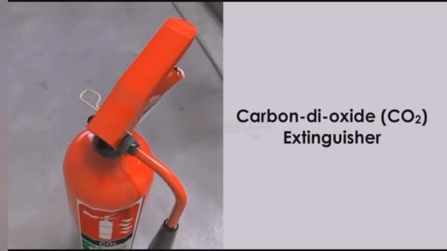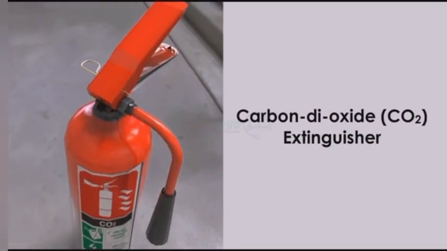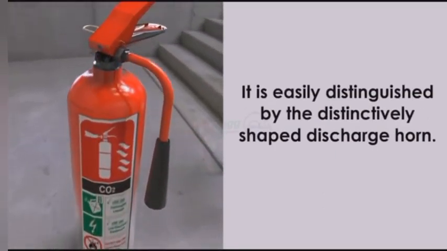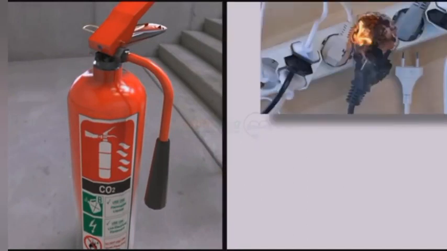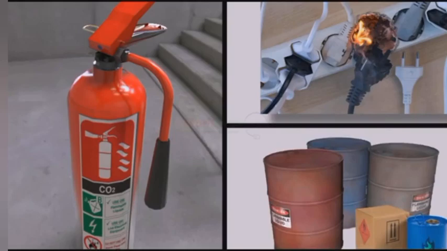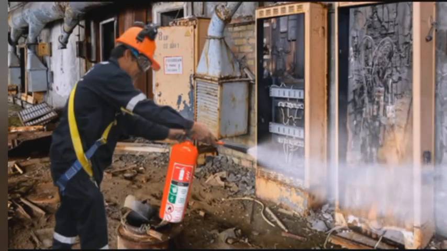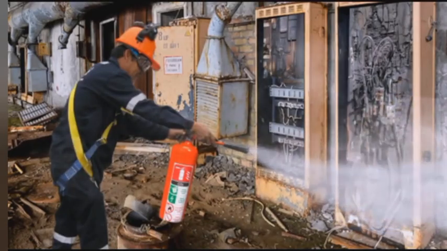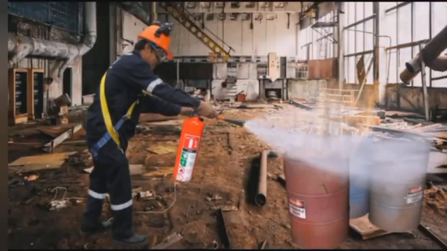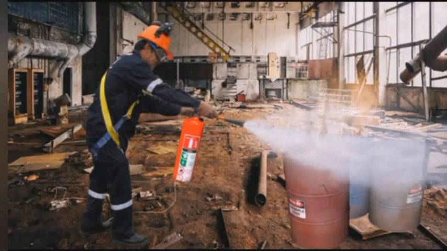Carbon dioxide, that is CO2 extinguisher. It is easily distinguished by the distinctively shaped discharge horn. It is mostly suitable to blow out Class B fires, which are electrical equipment, flammable liquids and chemicals. This type of extinguisher is used for fire on electrical equipment, flammable liquids and chemical agents.